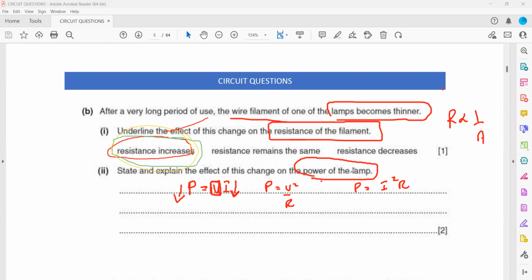In your answer, you don't have to use the other 2 formulas to explain. You simply mention that power is the product of voltage and current. Voltage is the same as they are in parallel. So as the resistance increases, the current decreases. When the current decreases, the power will also decrease.